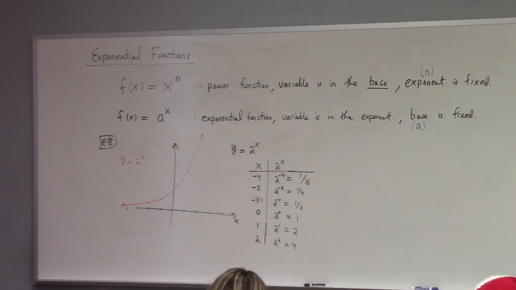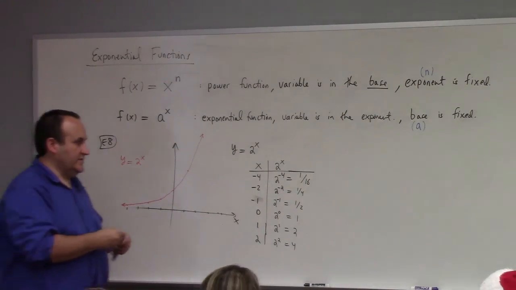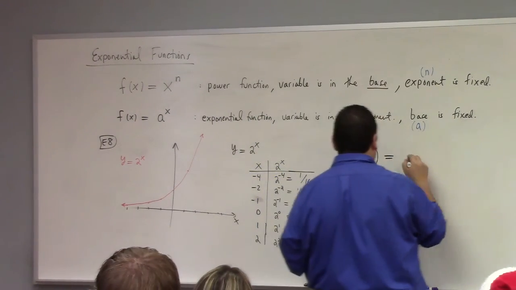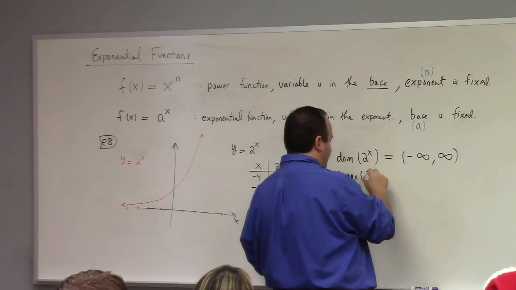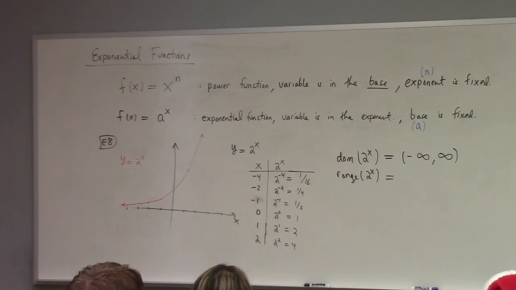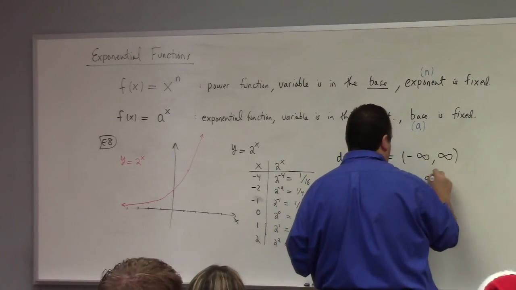Is this a one-to-one function? It is, right? It's clearly a one-to-one function. So what's the domain of the exponential? Domain of 2 to the x, it's everything, right? What's the range? It can't ever be negative, right? 0 to infinity. Is 0 included or excluded? It's got to be excluded. We never quite get there, do we? So it's basically all positive numbers.